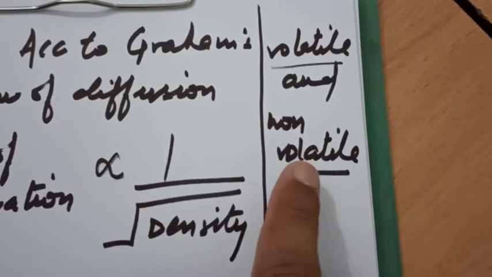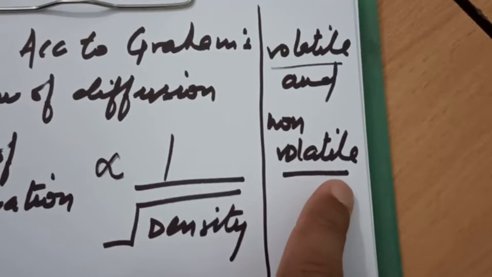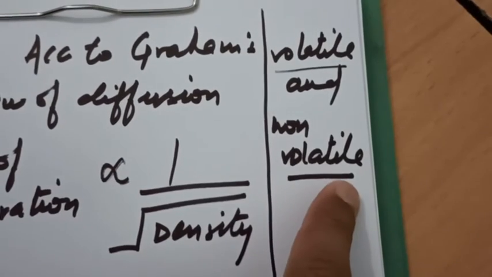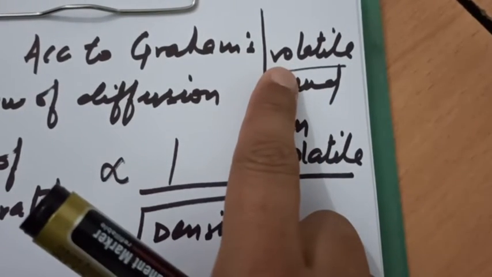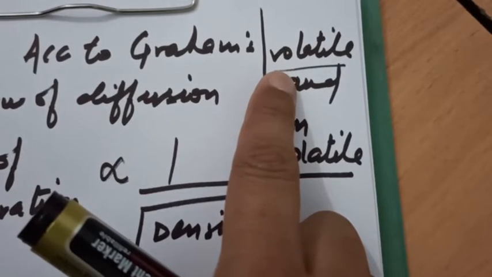So they have stronger interparticle forces of attraction. That's why they are non-volatile. And volatile substances are those substances which have weaker forces of attraction. That's why they are volatile. They can easily change into vapor state at room temperature.